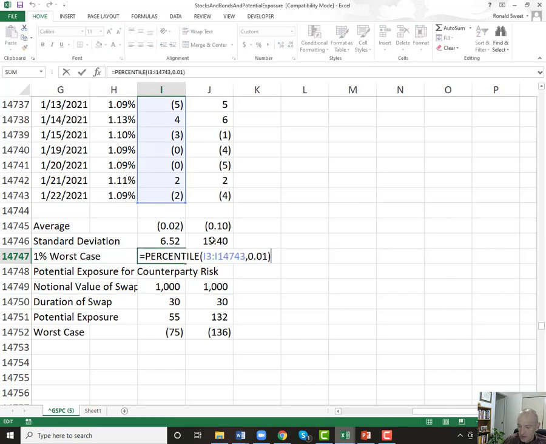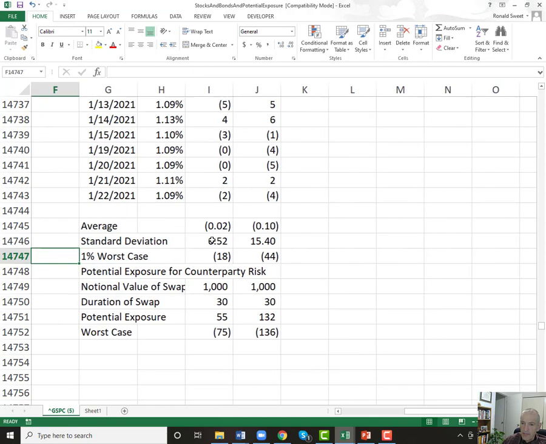So here I'm using the percentile function, telling me, give me the 1% change. So 99% of the time, interest rates fall less than 18 basis points. 1% of the time, they fall 18 basis points or more. But our absolute worst case was 75. Over a week, our 1% case was 44, but we had one week where interest rates fell 1.36%. Pretty dramatic. So how am I going to use this data?